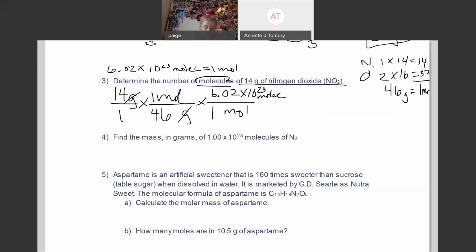Okay, so it's going to be 14. 46 is on the bottom, so we're going to divide by 46. And then we're going to times by 6.02 exp 23 because that's on the top. That'll be 1.832 times 10 to the 23rd. And that will be in molecules.